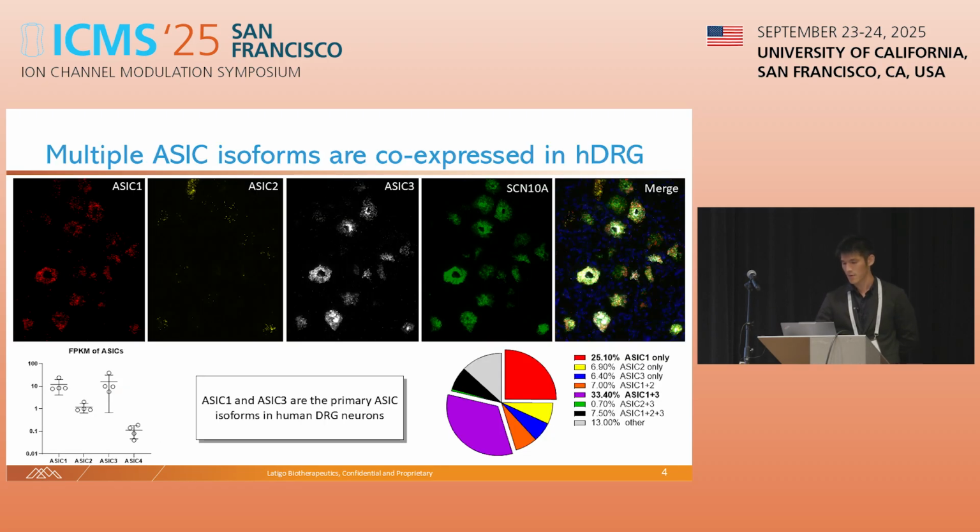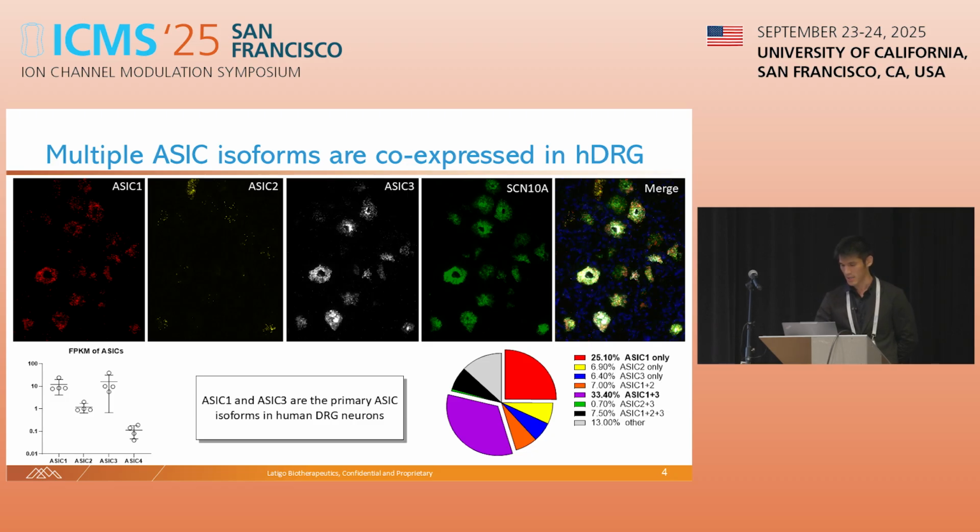There are 5 ASIC isoforms, ASIC1 to ASIC5, with ASIC1 and 2 going through alternative splicing, giving 2 splice variants each: 1A, 1B, 2A, and 2B. So there are a total of 7 different isoforms. Our RNAscope showed that multiple of these isoforms are present in the human DRG. Mainly ASIC1, 2, and 3 are the primary isoforms found. The majority of these cells, as you can see in this pie chart, are either ASIC1 only or ASIC1-3 co-expressing. And more importantly, they overlap with SCN10A or NAV1.8, as you heard many times in this symposium, which we now know is a marker of nociceptors.